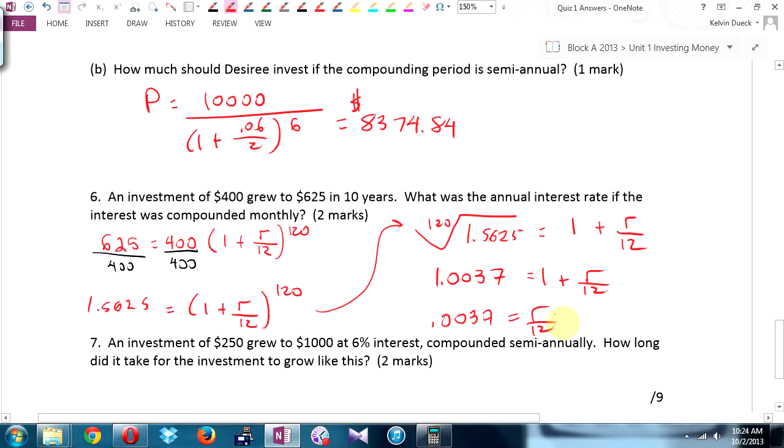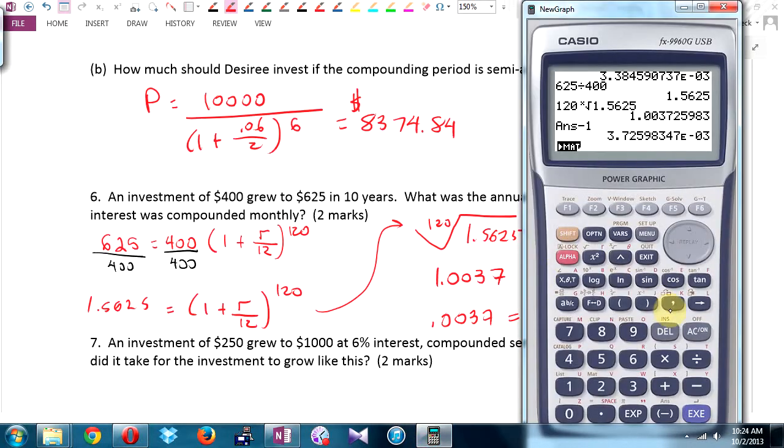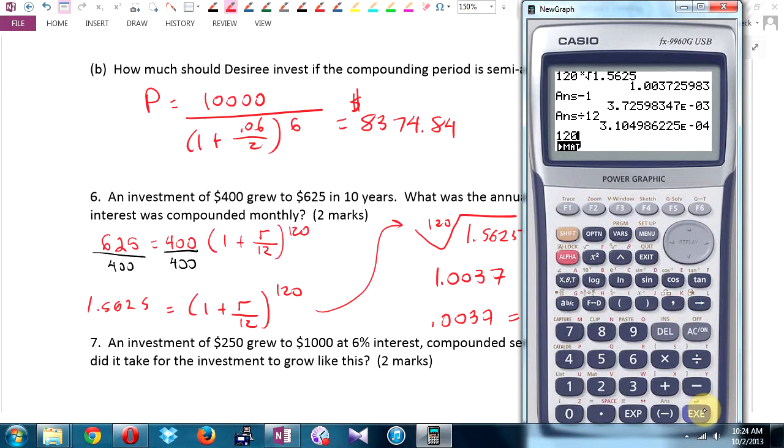Now what? Got to times by 12 to go find the original rate. So r is going to be this number times 12. Please give me something half decent. I did it backwards, Mr. Dueck. Shoot. And I got to walk through all this again. 120. Yeah, hang on. I know. 1.